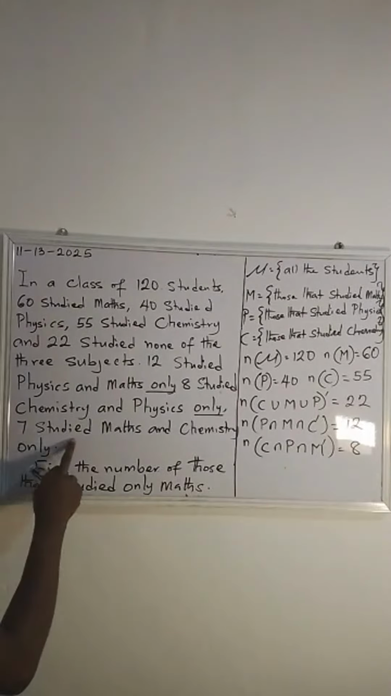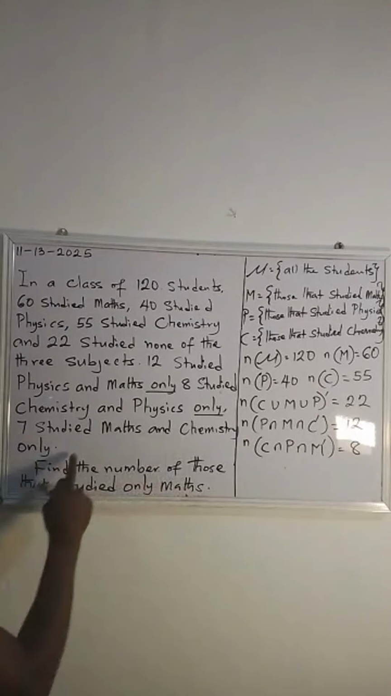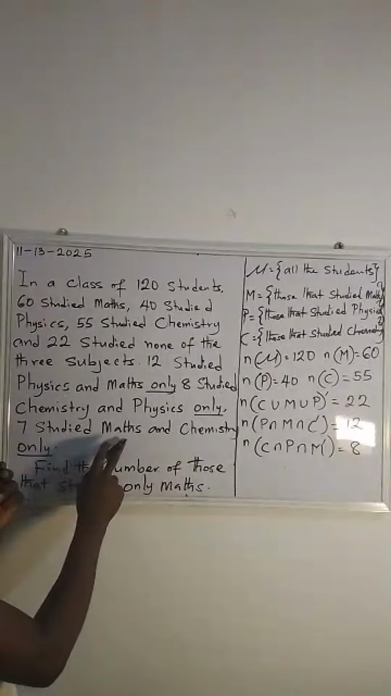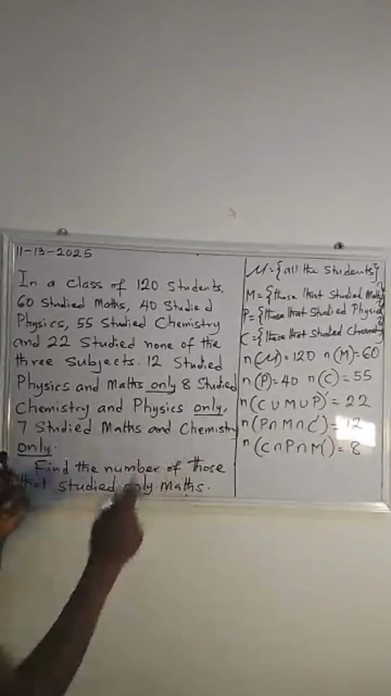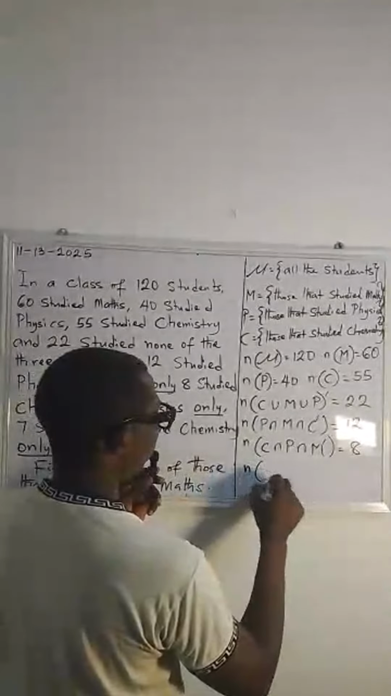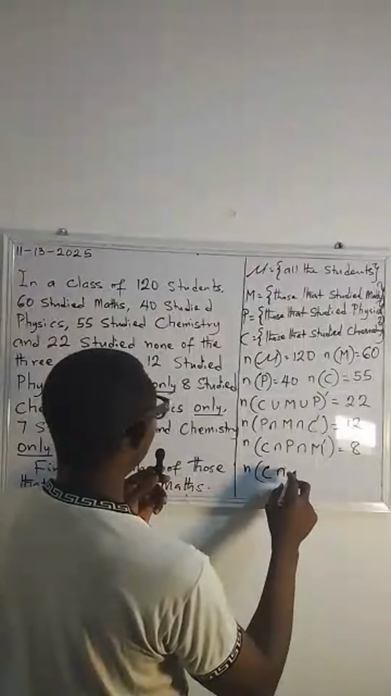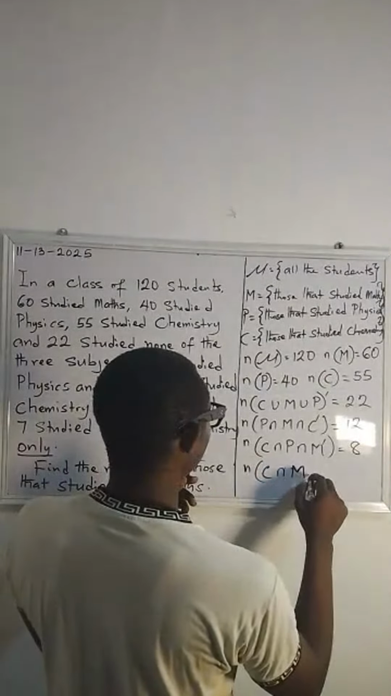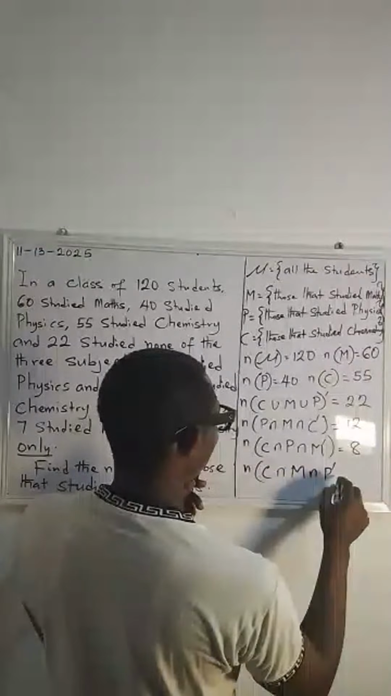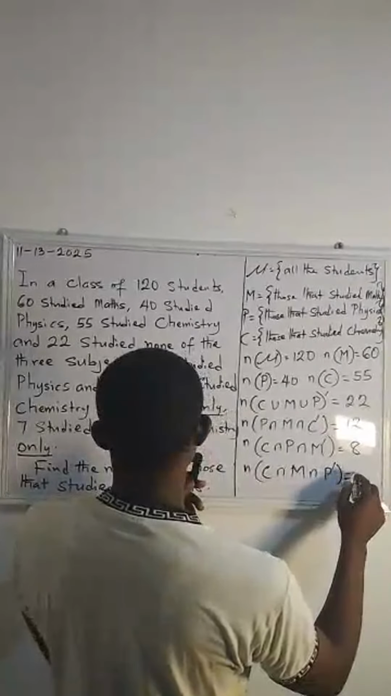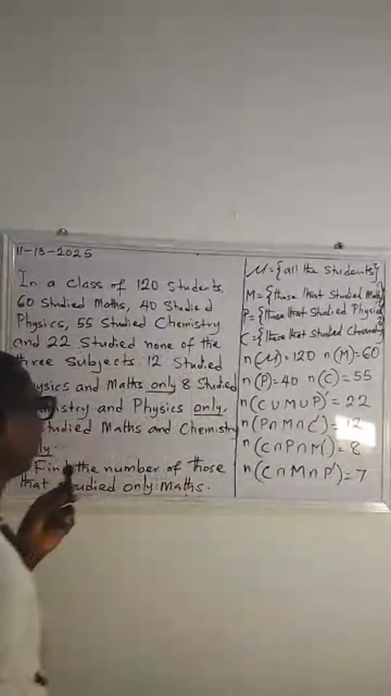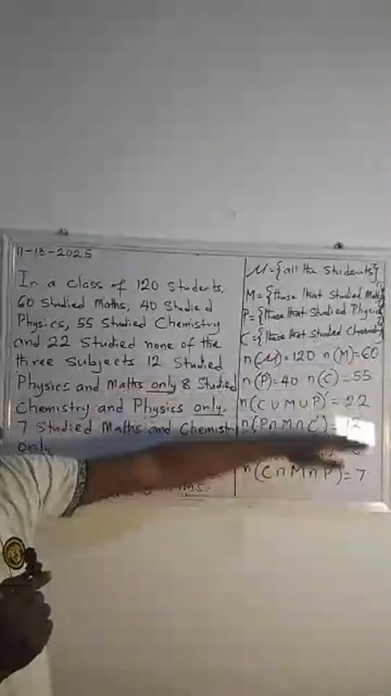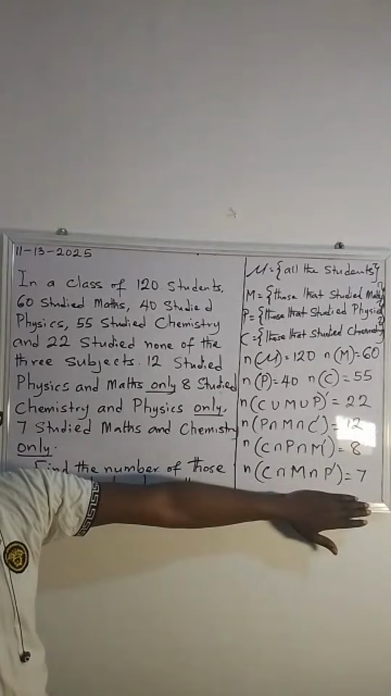Now, 7 study mathematics and chemistry only. Only. So that means 7 of them study only maths and chemistry. So we have the number of chemistry and the number of maths, okay, but not physics, is equal to 7. Okay, so now everything here has been translated to set notation.